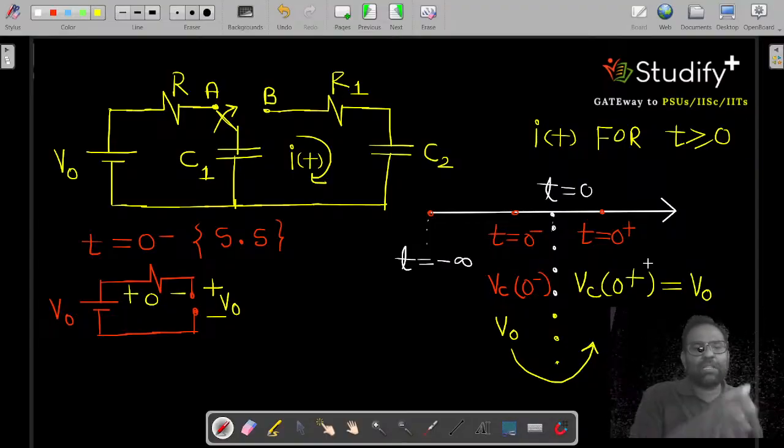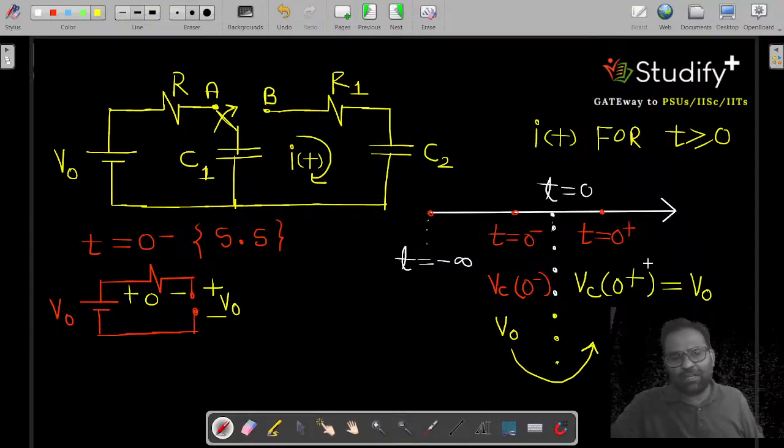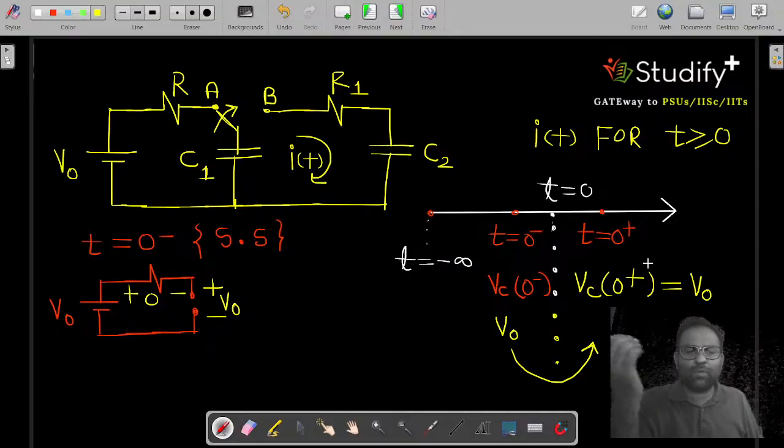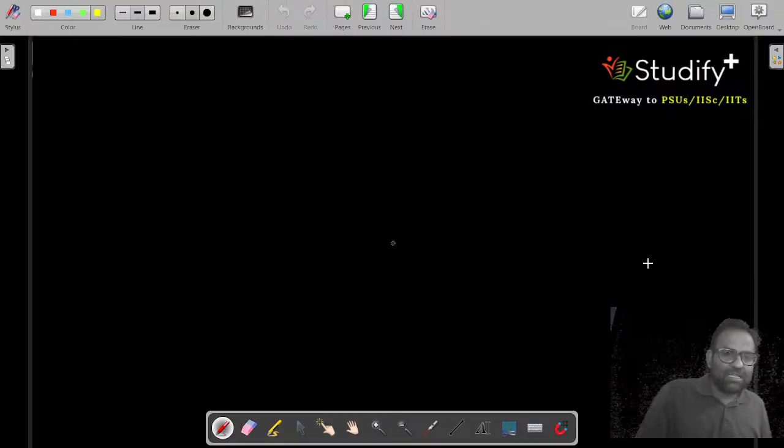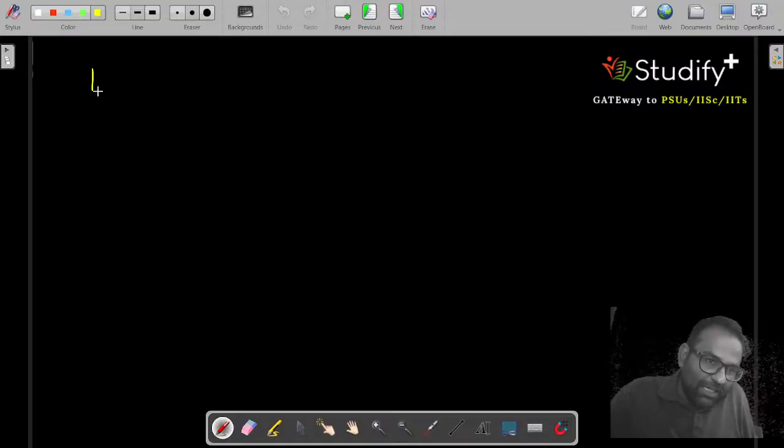Otherwise I don't need this circuit for t less than 0. Means if the question gives me the initial condition of the capacitor, then I don't need to analyze the circuit for t less than 0. So let's go to the next. Let's analyze the circuit for t greater than 0.